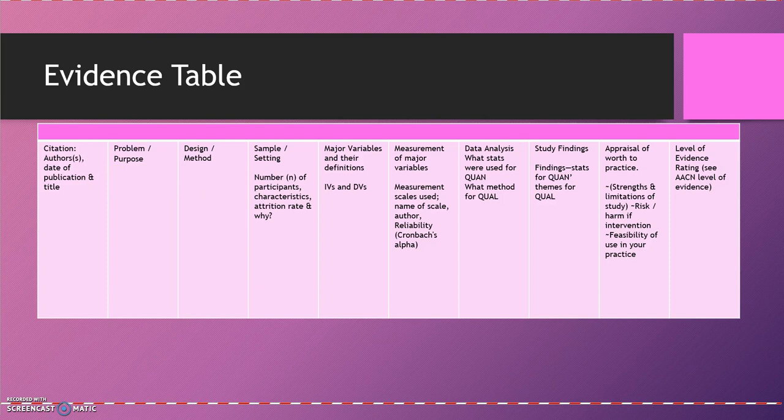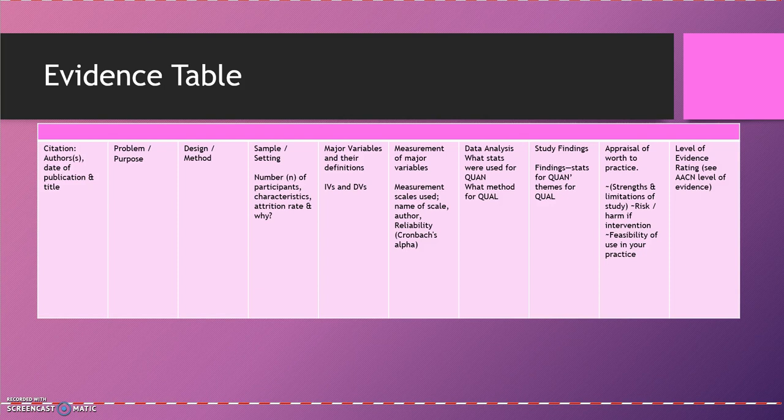And then you have the design method. So for example, let's say you have a correlational quantitative study. It'd be a little more specific, or a qualitative study with a narrative approach.